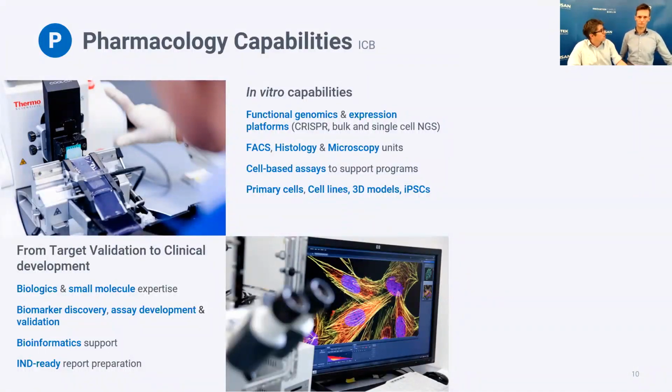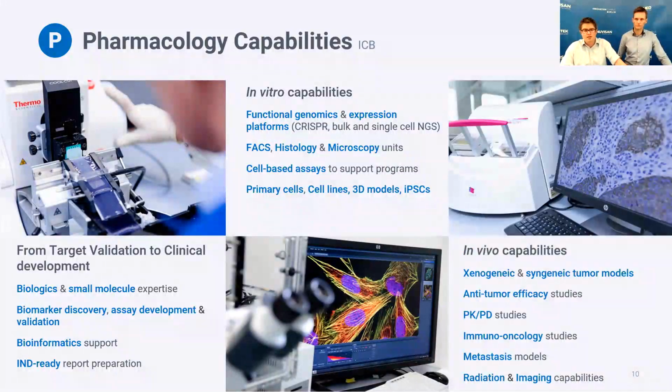We are very specialized in developing customized cell-based assays for your specific targets. We did this very often, and people come up with new targets and we can really think about what to develop. And we are working in our models with primary cells, cell lines, 3D models, as well as iPSCs.